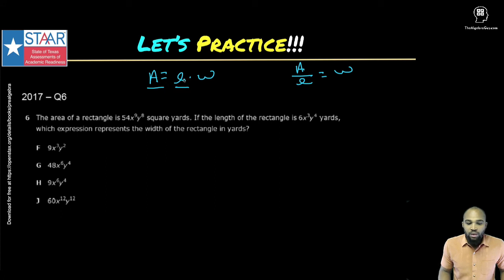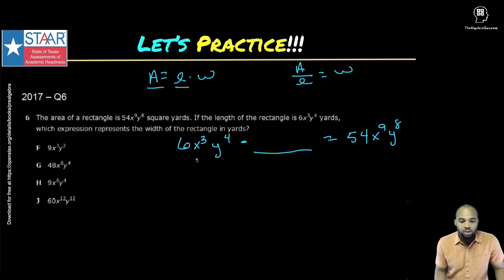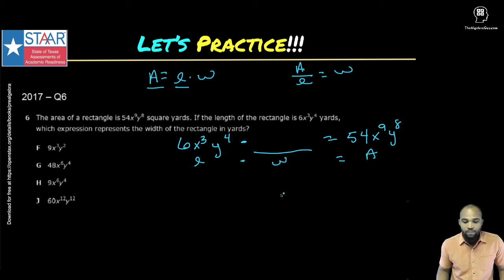Well, I know that my length, let's do my length and width. I know that my length is 6x cubed y to the 4th. And I know it's being multiplied by something, so something is being multiplied here to give me 54x to the 9th y to the 8th. So that's my area. So this is, in essence, length times width equals area. So I want everyone to see that.